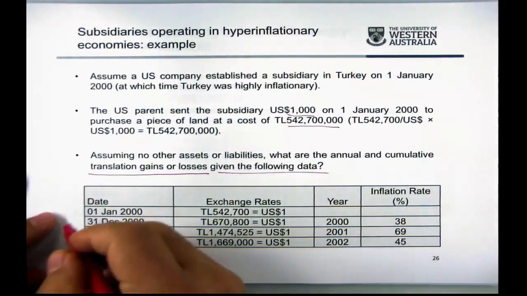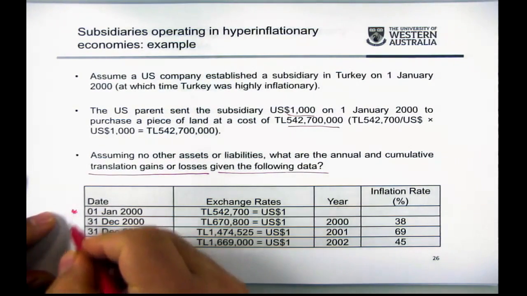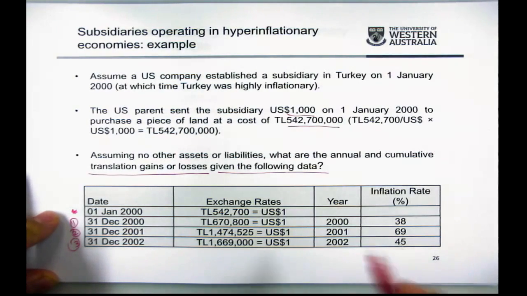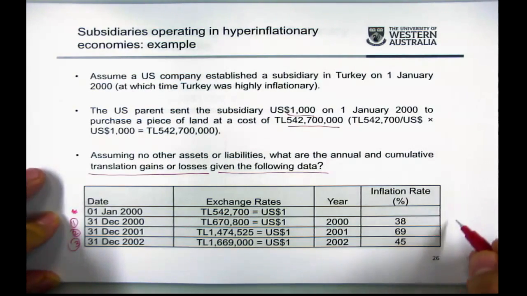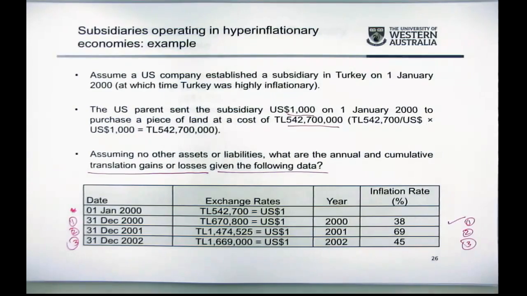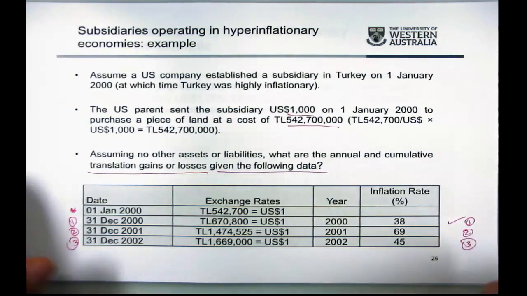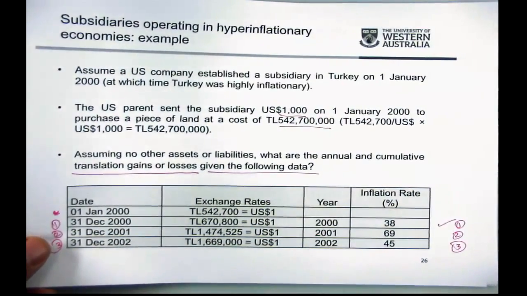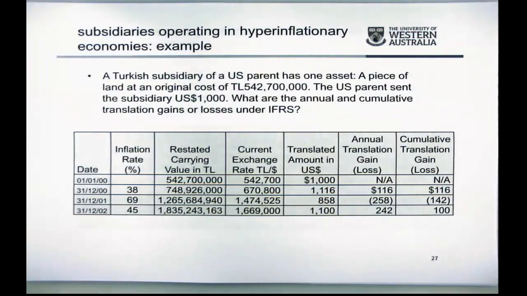So this is the start. This is the end of year 1, the end of year 2, and the end of year 3. And these are the exchange rates over these dates. And these are the annual inflation rates: the inflation rate in year 1, in year 2, and in year 3. So let us see how to do the adjustment according to the two methods, the IFRS and the US GAAP.